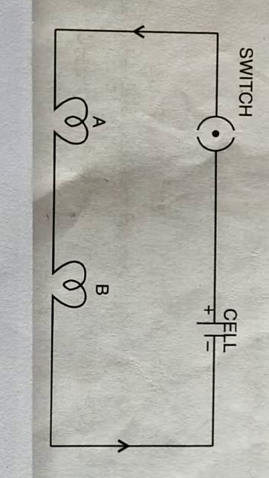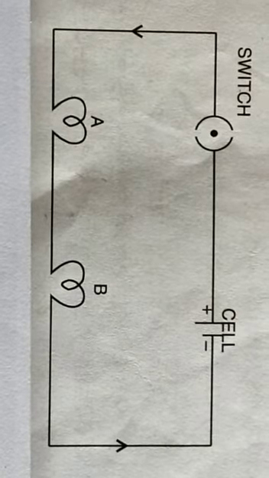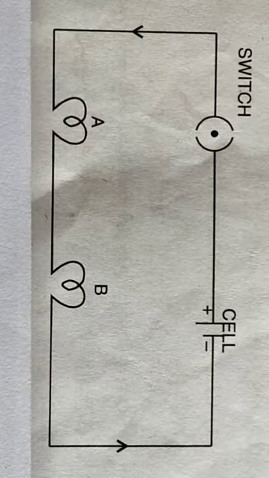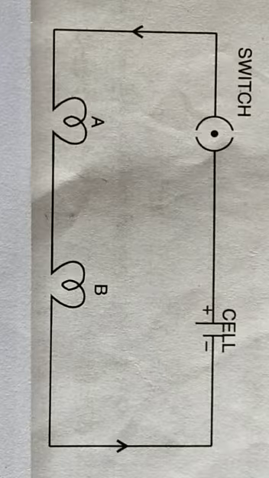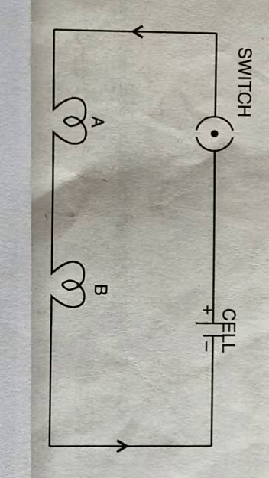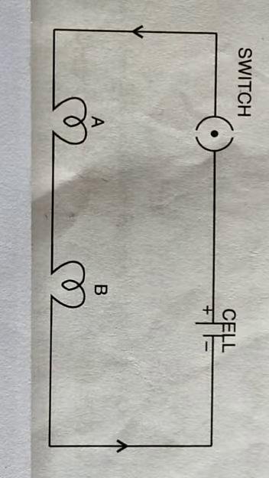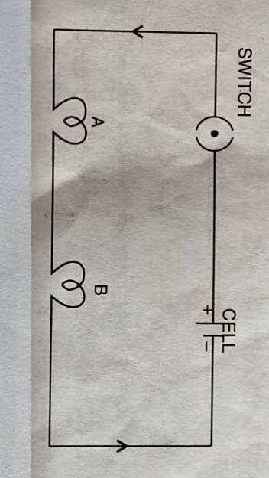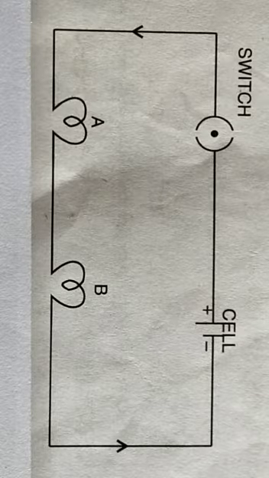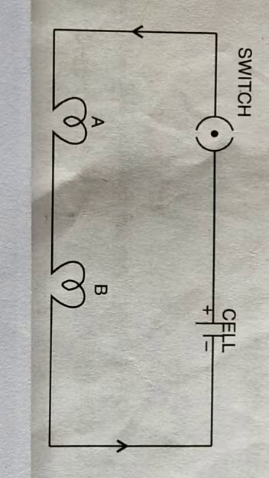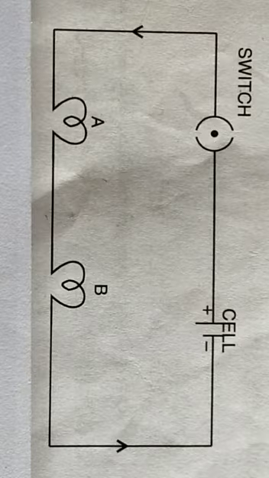What is the reason behind it? The reason is that there is only one path through which the electric current is flowing, and if any of the appliances is not working, automatically the circuit becomes an open circuit. So no current flows and the other appliance also does not work.